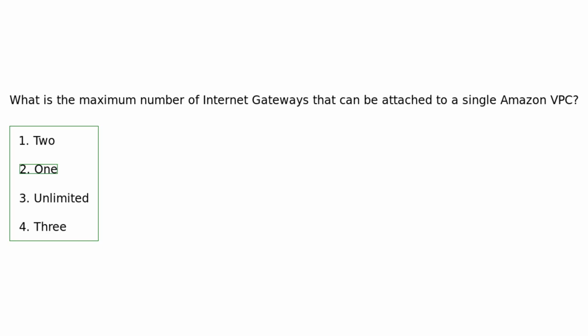Only one Internet gateway can be attached to a single Amazon VPC, providing the ability for instances in the VPC to communicate with the Internet.